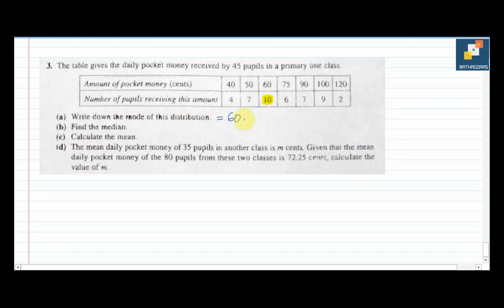Moving on to the next one, it says find out the median. So for the median, firstly you need to do it by yourself, and then I will tell you the answer. I am giving you a time of 90 seconds. So start.